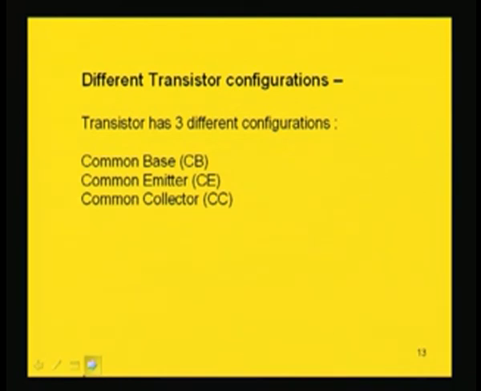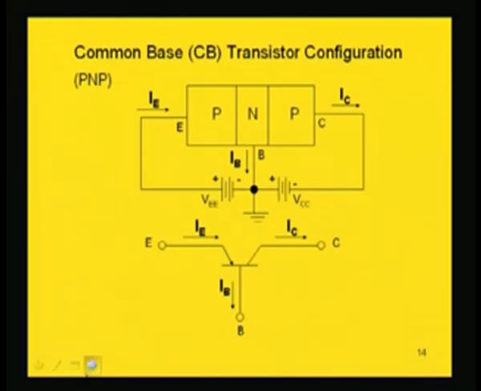Now, there are 3 different configurations in which we use a transistor: common base configuration, common emitter configuration and common collector configuration. As the name suggests, common base means the base is common to the input and output circuits. So, let us see a common base transistor. The configuration is like this. Here this is emitter, this is base, this is collector. Base is common between the input and output circuits. The input circuit is between emitter and base, and the output circuit is between collector and base.